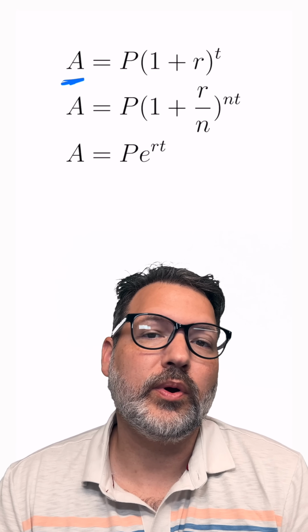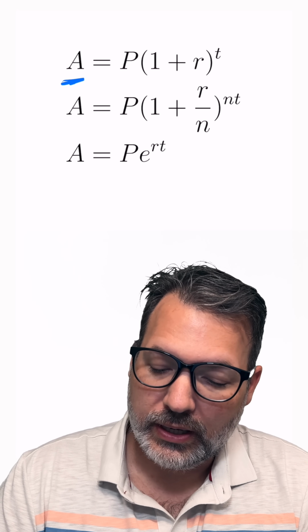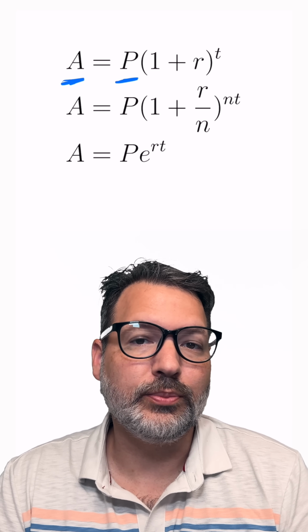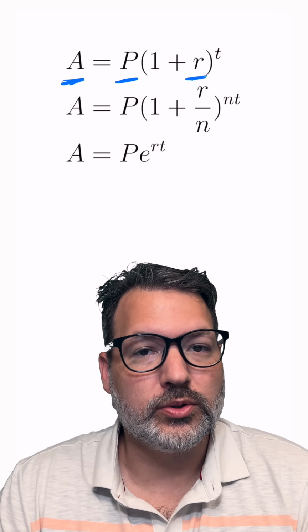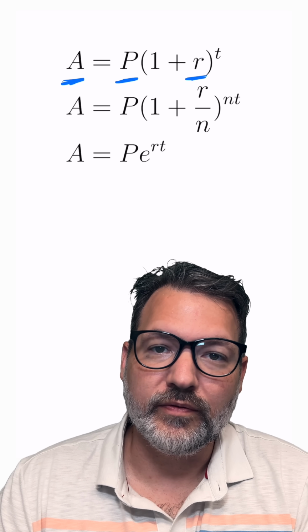A, the amount of money we want some investment to be worth, is equal to P, that is the principal that we start with, times 1 plus R, where R is the interest rate that we associate with that particular investment, raised to the T power, where T is how much time we leave the investment sitting there.